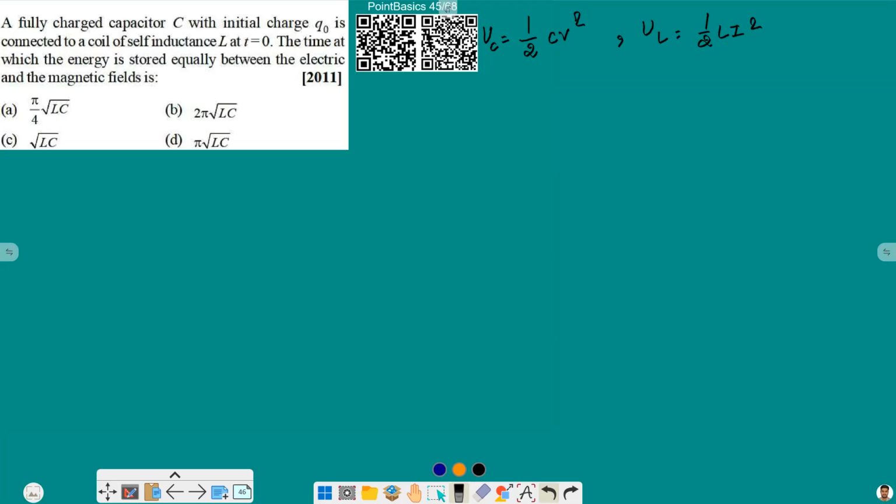And for an inductor it is half Li square. And we have to find the time. As per the question, both are equal. So half CV square is equal to half Li square. So half gets cancelled.